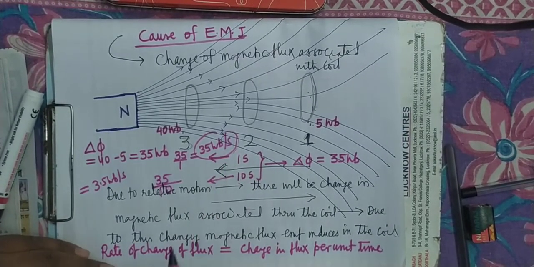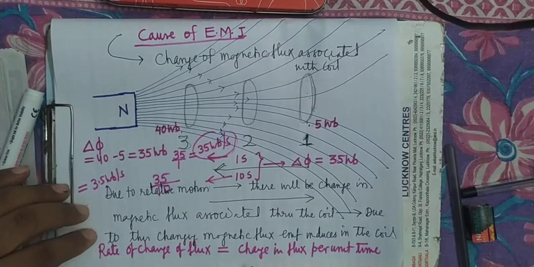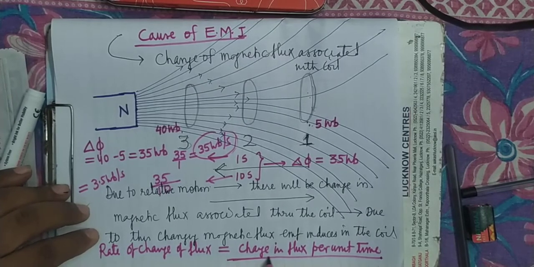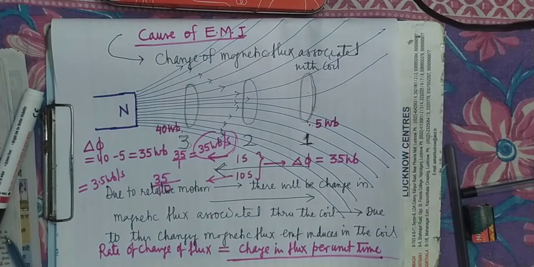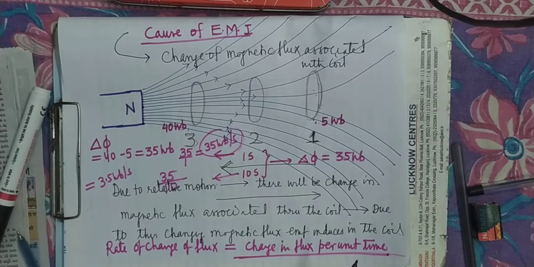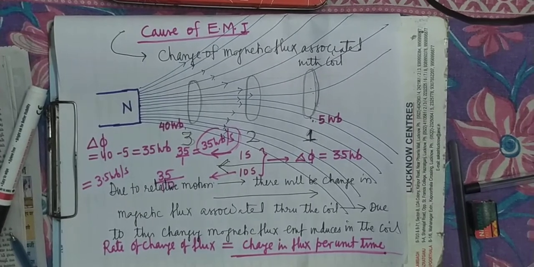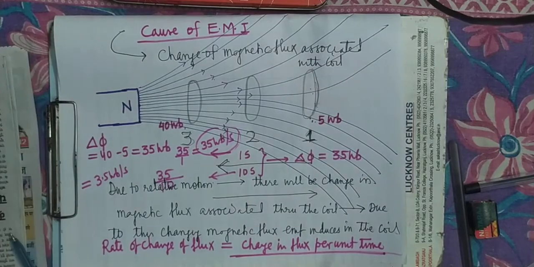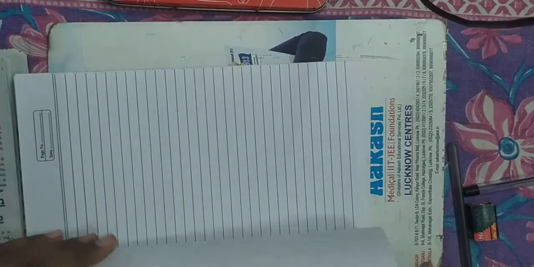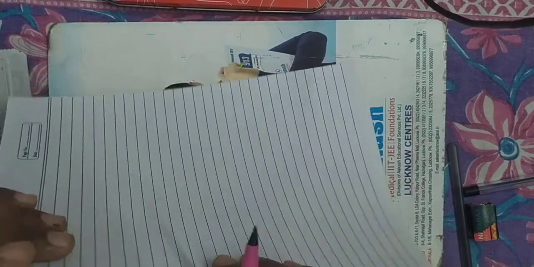Means the magnitude of induced EMF and the magnitude of induced current will depend upon what? Rate of change of magnetic flux, that is change in flux per unit time. So see here, on the basis of these experiments, Faraday gave a law of electromagnetic induction. So what is Faraday's law of electromagnetic induction?